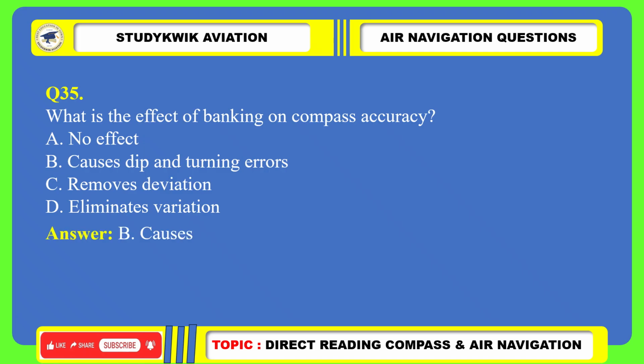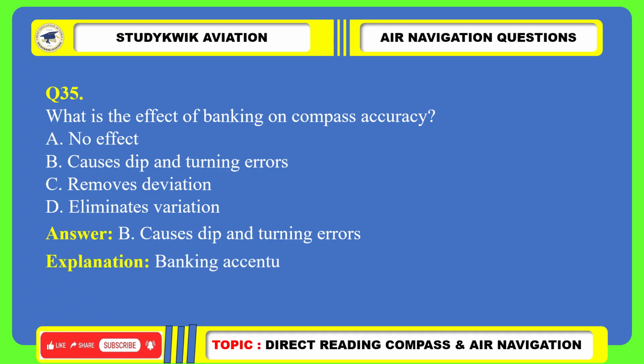The correct answer is B. Causes dip and turning errors. Banking accentuates dip effects.